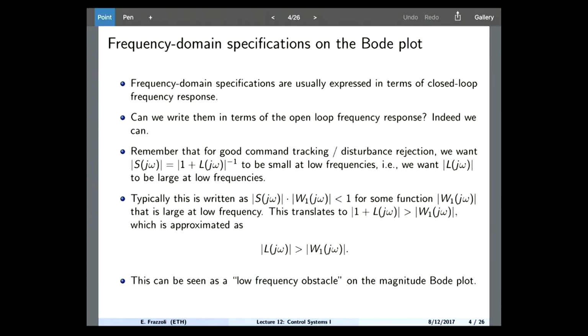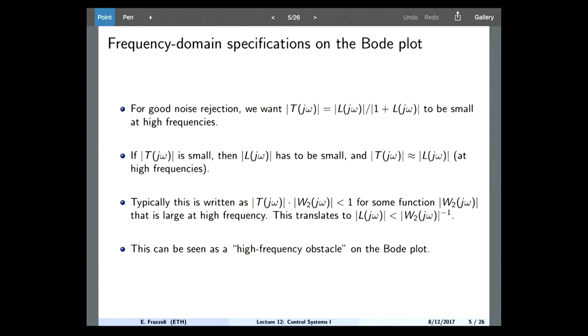Essentially, what I want is the sensitivity for good command tracking. I want the sensitivity, which is 1 over 1 plus L of j omega, to be small, okay? That means in order for this to be small, I need the magnitude of L to be large, right? So I want the magnitude of L to be large, and typically what we do is we just say, sensitivity times some weighting function W1, I want this to be less than 1. You do the algebra. What you get is that L of j omega must be larger than some function at low frequencies. Okay, this is the low frequency obstacle.